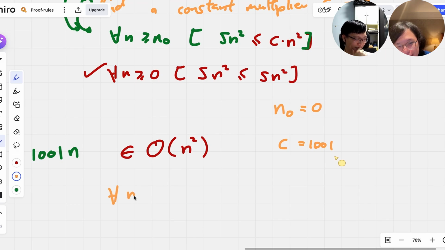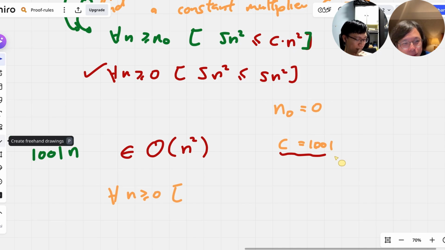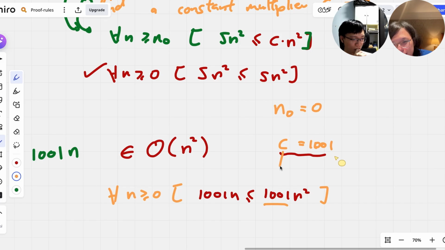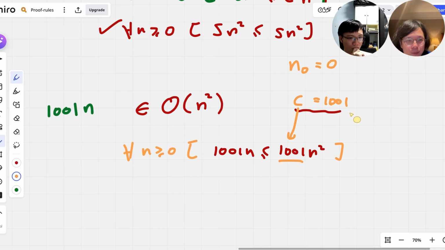Because let's consider all n greater than or equal to 0, right? Most of the time. By the way, this does the heavy lifting for you. So for example, for all n greater than or equal to 0, I think it's pretty fair to say that 1,001 n is probably less than or equal to 1,001 n squared, right? And this is the c that we chose. So that pretty much works.